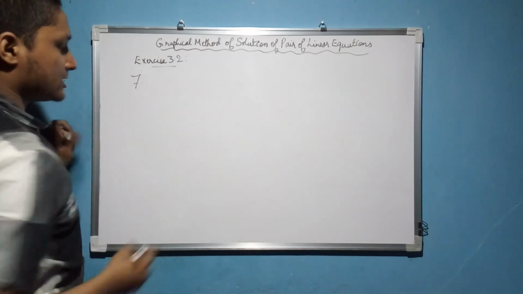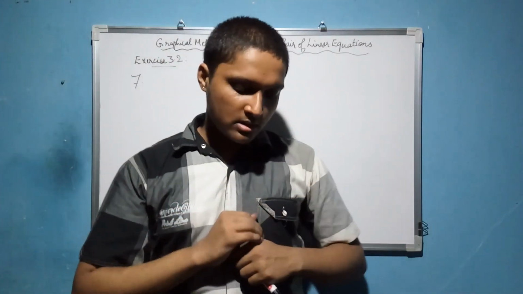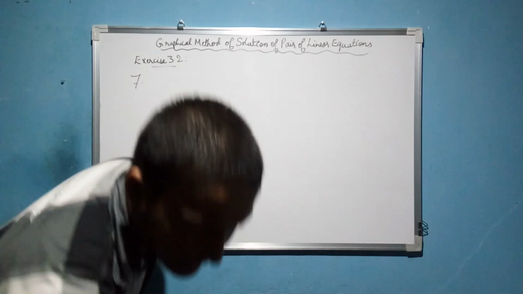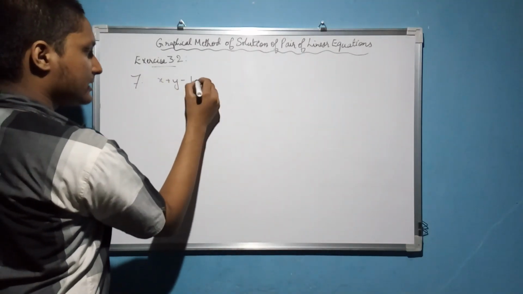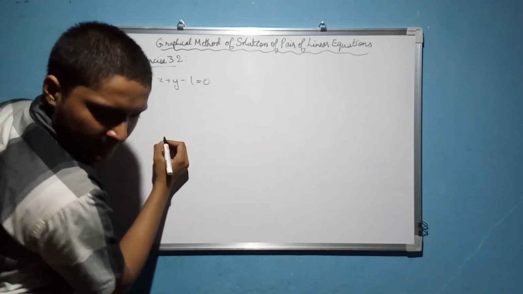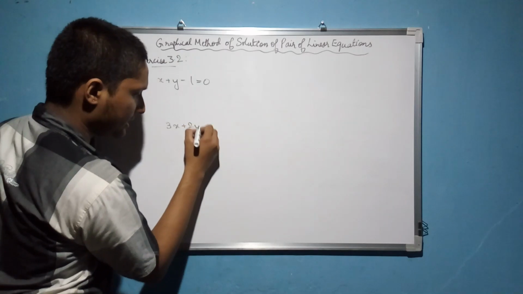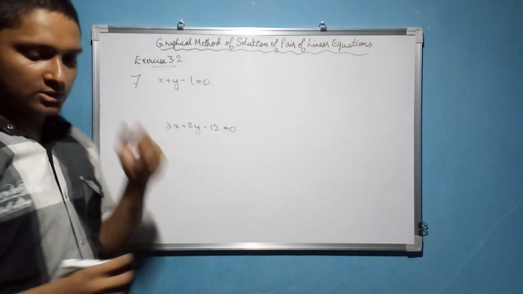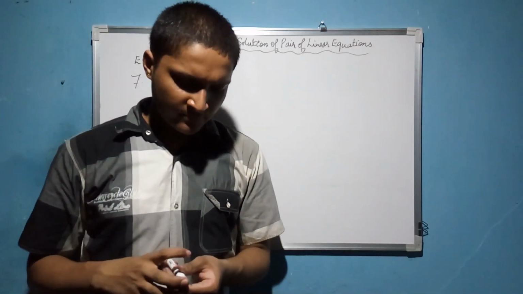Now we have the seventh question. Let me read the seventh question, that is here. So now we have to draw the graphs of the equations. Let me write the equations on the board. The first one is x plus y minus 1 is equal to 0, and the second one is 3x plus 2y minus 12 is equal to 0. These are the two equations. So I need to draw the graphs for these two equations.